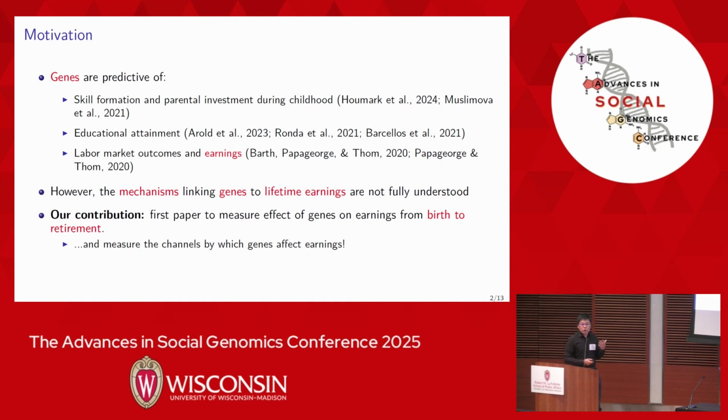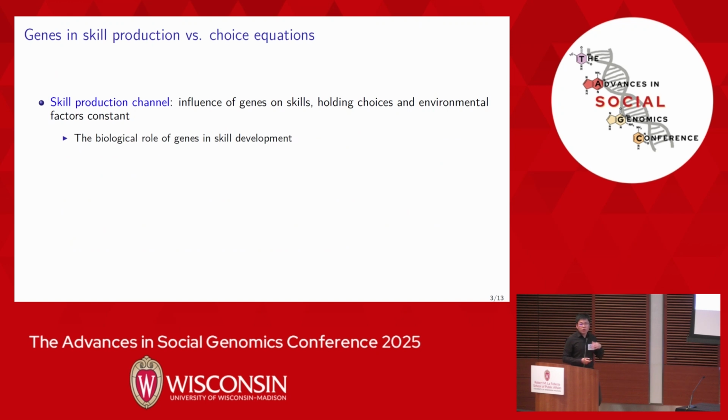So this is where we try to contribute. We want to understand the effect of genes on lifetime earnings from birth to retirement, and try our best to quantify the importance of each channel in this process. Of course, it's a very aggressive or bold argument to think about all the possible channels. So we try to take a first step and think about two basic channels that we feel are very important. The first channel we call the skill production channel.